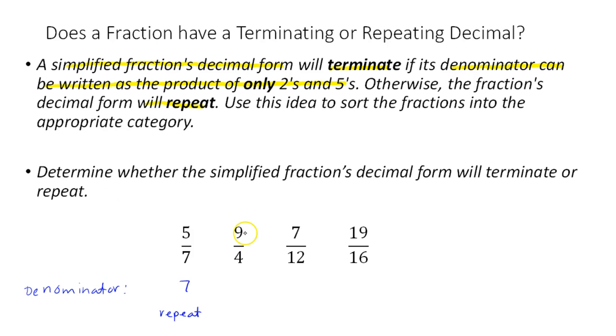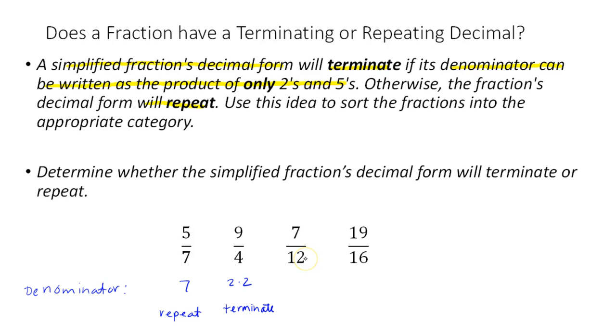The next fraction, 9/4. It doesn't matter what the numerator is, as long as the fraction is simplified, we can look at the denominator. Well, 4's prime factorization is 2 times 2, or 2 factors of 2. So since the denominator can be written as a product of only 2's and 5's, that means this decimal will terminate. And you'll practice rewriting this as a terminating decimal in other examples. Let's look at the next one.